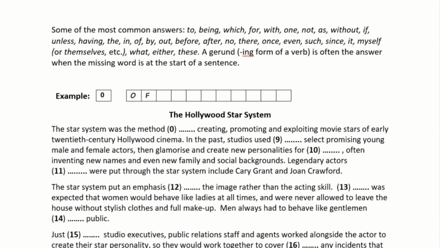Now, here's a list you can see at the top here of some of the most common answers in this type of exercise in the Cambridge exams. So I won't read them all. You can see this list: to, being, which, for, with, one, etc. And I'd also point out what it says in the sentence at the end: a gerund, that is the form of the verb which ends in ing. A gerund is often the answer when the missing word is at the start of a sentence. So that's something else to remember.